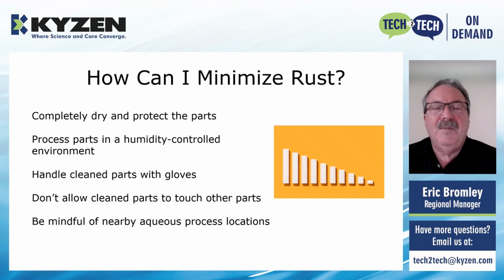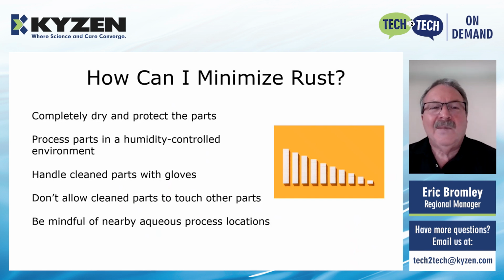Some of the ways you can minimize the rust is to completely dry and protect the parts. It's not always that easy to do, but that is probably one of the best ways. Process the parts in a humidity controlled environment. That's very difficult to do because many of these processes are very high volume and they're on the production floor, and there's a lot of equipment moving around and it's in line. So to put it all in a humidity controlled environment would be difficult and very expensive and just not practical many times.